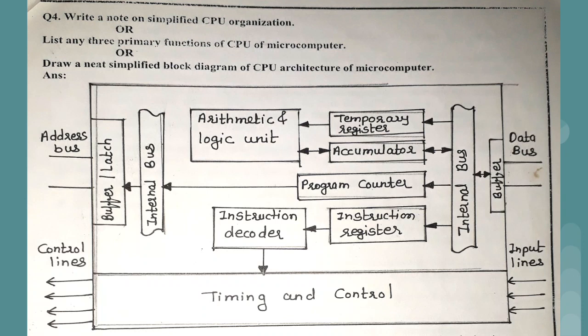The internal bus is connected to four components. The first component is the temporal register and accumulator. These two registers are connected to the ALU. Then the third component connected to the internal bus is the program counter. And the fourth component connected to the internal bus is the instruction register, which is connected to the instruction decoder, and the instruction decoder is connected to the timing and control signal. Like that, and at the left hand side we have the address bus. There are a total of 16 address lines and a total of 8 data lines. Okay, so this is your CPU architecture diagram.